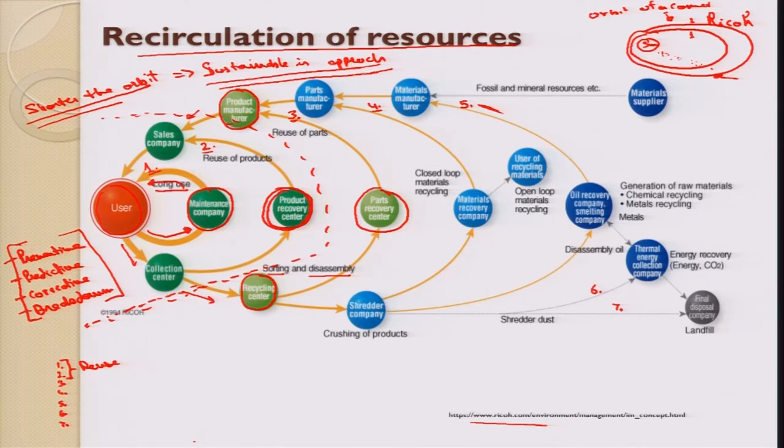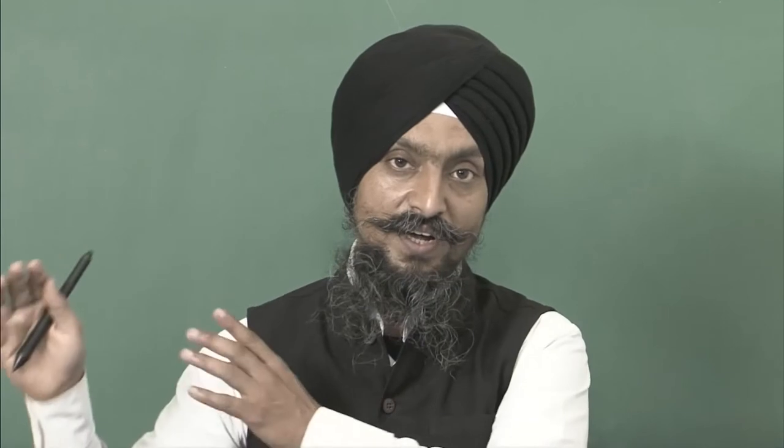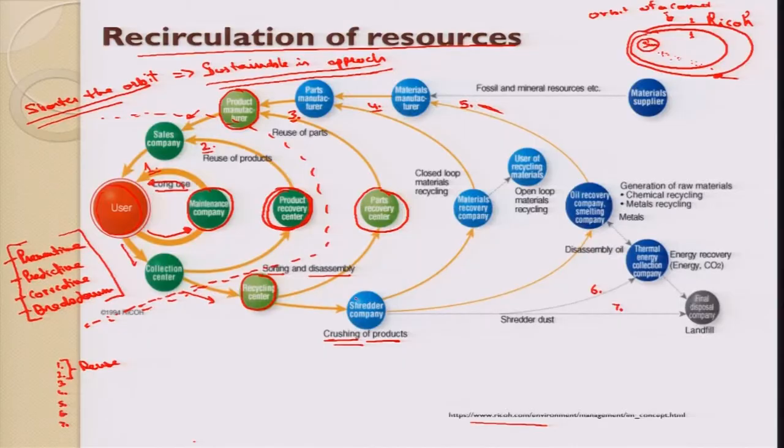Next is orbit 4. So what is orbit 4? Once the different cycles of reuse have happened and there is no further possibility to reuse or recycle the product, we need to send it for disposal. Disposal is actually the final thing. Then we send it to a shredder company. What does the shredder company do? They crush the products and shred the metals. Then it is given to the material recovery company, and the users of recycled materials can reuse the materials.